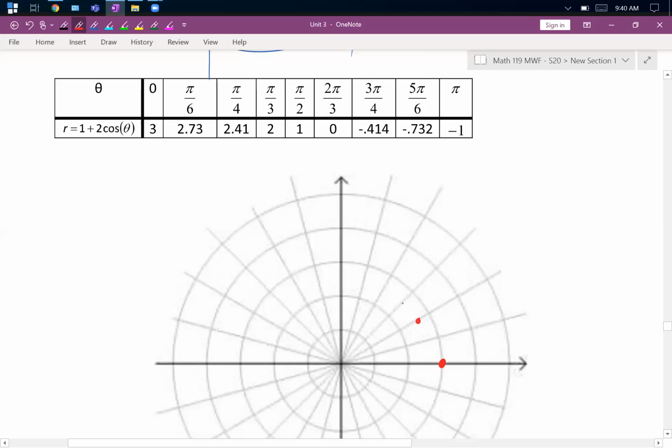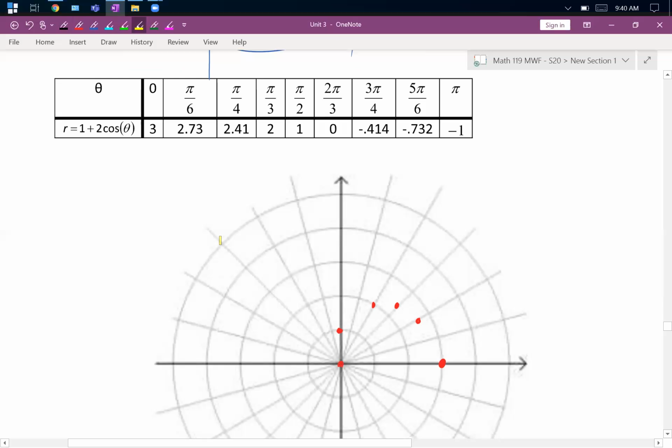Pi over 4, just shy of 2.5. Pi over 3, we're at 2. Pi over 2, we are at 1. 3 pi over 2, 0.